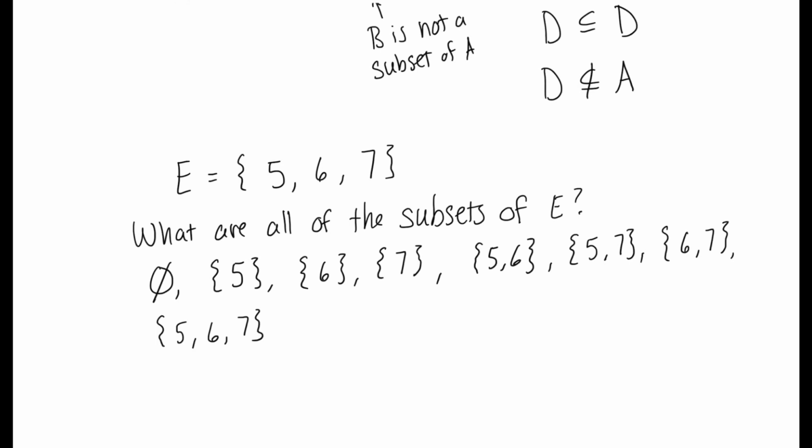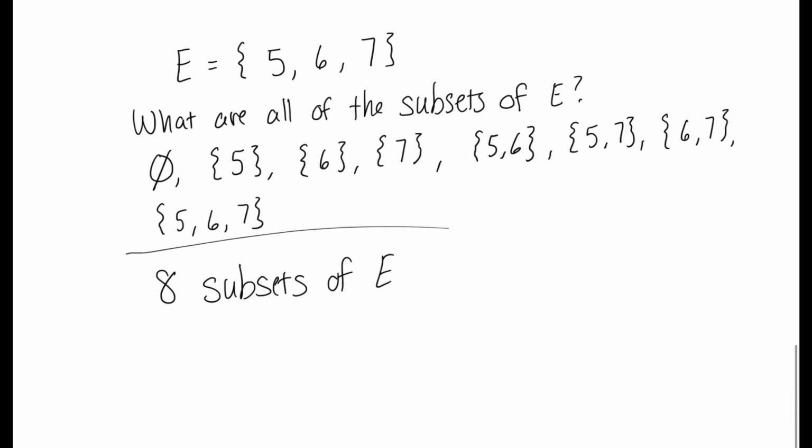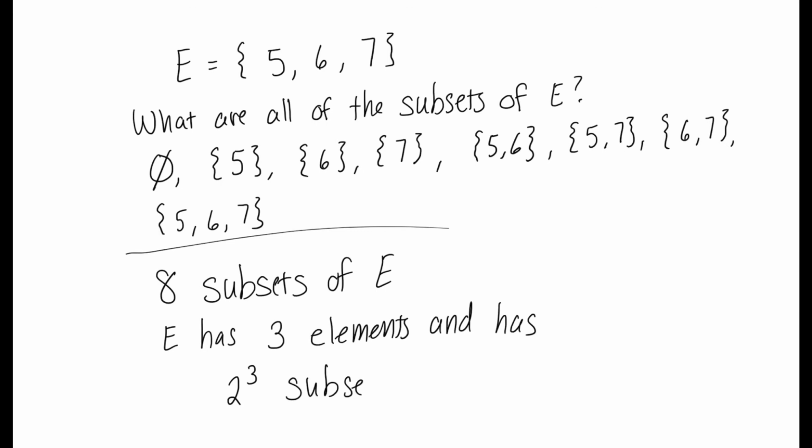So these are the subsets of E. We have 8 of them. And I'm pointing out that there's 8 of them because we can see that E has 3 elements and has 2 cubed subsets. So this 3 tells us how many subsets there are because we use that as the exponent on the 2. Thank you for watching.